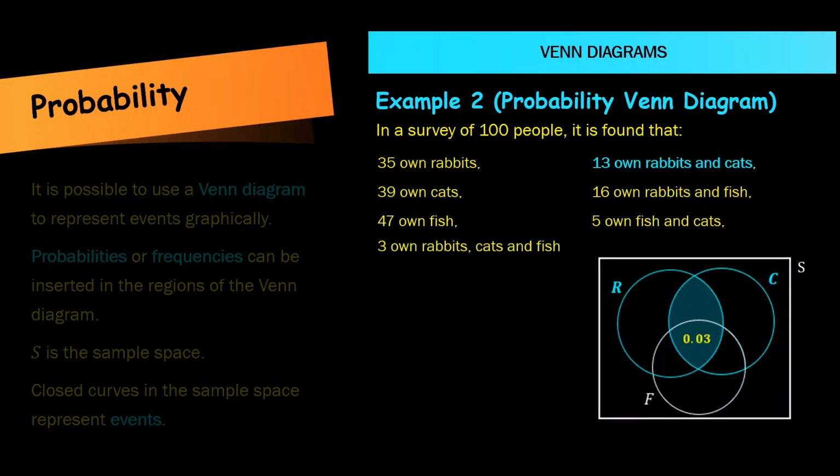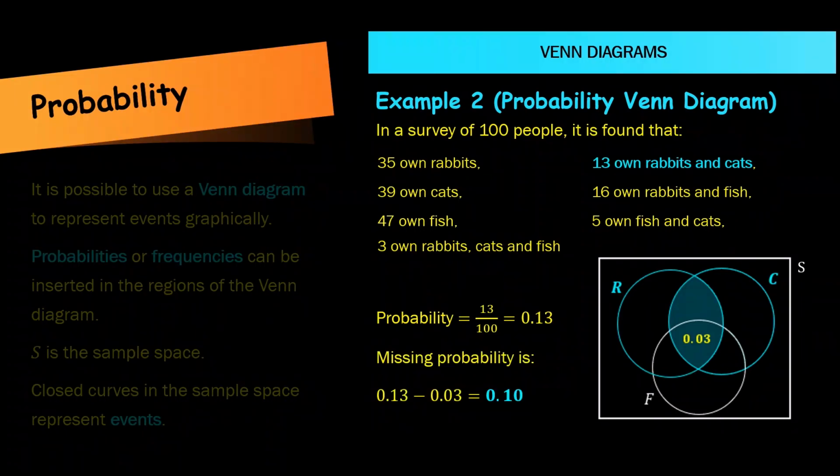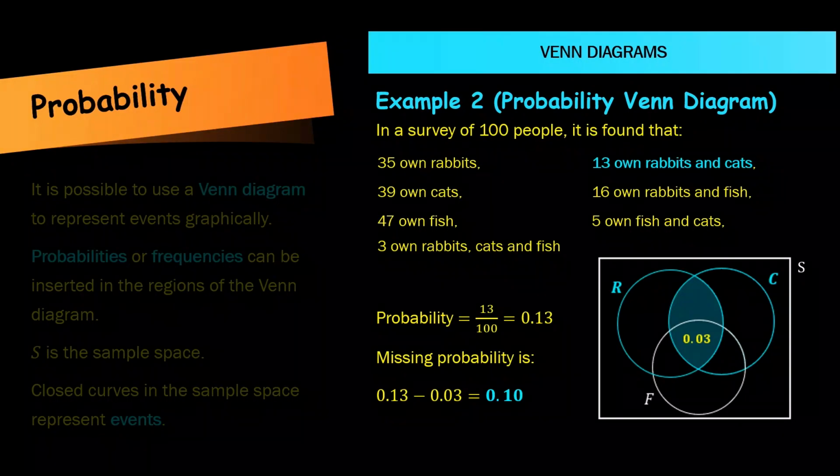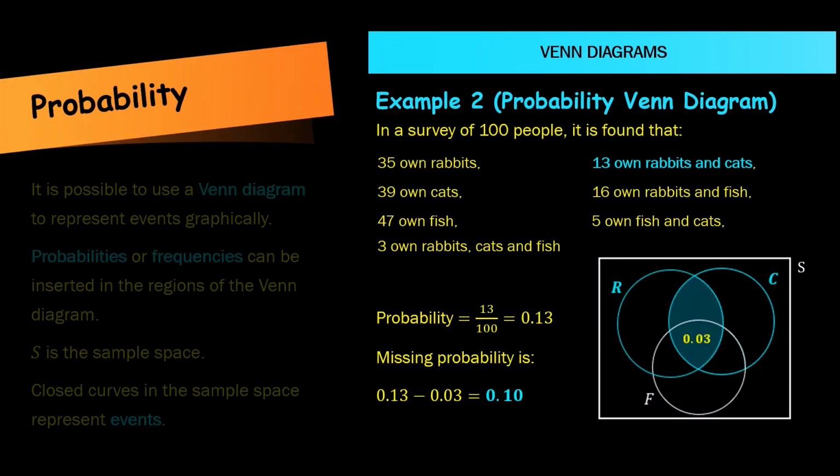Notice also that 13 people own cats and rabbits. And therefore, the probability of somebody owning rabbits and cats is 13 out of 100, which is equal to 0.13. So the missing probability in that shaded region is going to be 0.13 minus 0.03, which equals 0.10. And so we enter 0.10 here as shown.